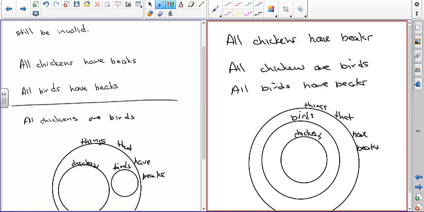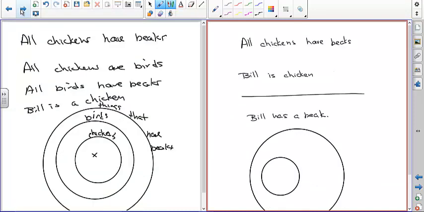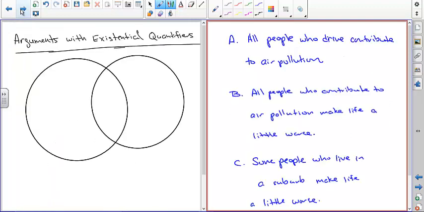Okay. And then you might have something like Bill is a chicken. And then the conclusion would be Bill could be either a bird or he could be a thing that has a beak. That could be the conclusion that would be allowed, because by putting Bill as a chicken, I put him inside here. And because he's in here, he's also in here, and he's also in there. Okay. That's a little complicated, but we're going to skip that for right now.